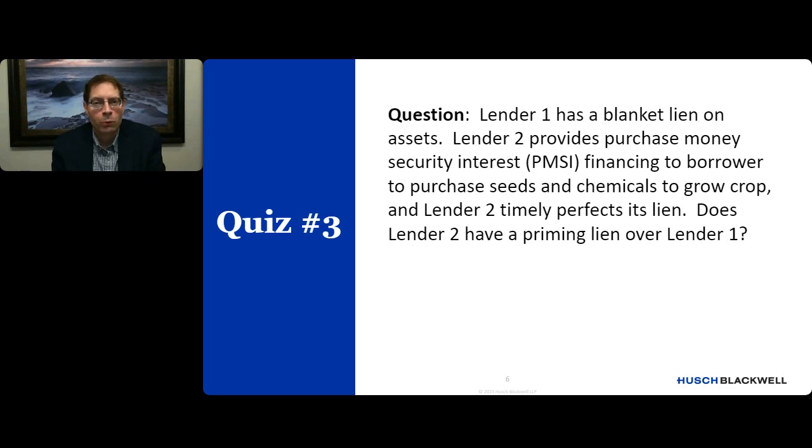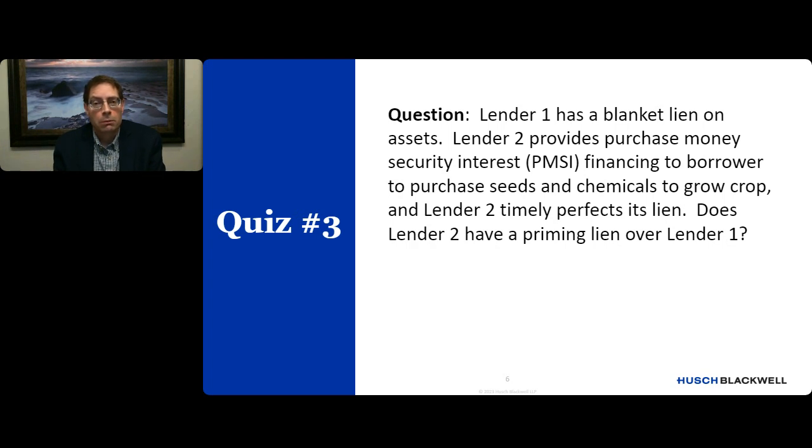You have lender number one. They have a blanket lien in all of the farmer's assets. This was a cotton farmer in this case. Lender number two comes in and provides purchase money security interest financing to the borrower so the borrower can buy the seeds and the chemicals to grow the cotton crop. And lender number two timely filed a UCC1, a PMSI lien.